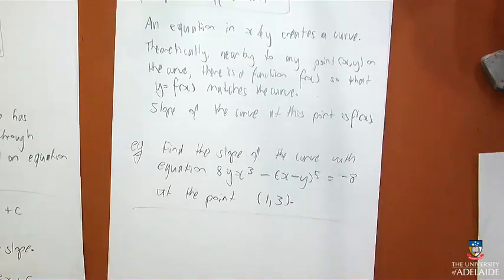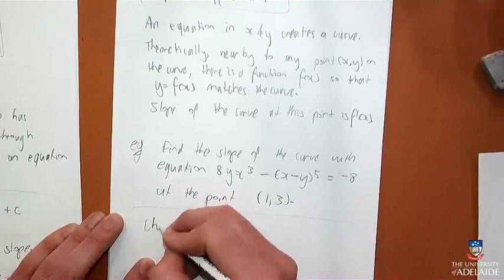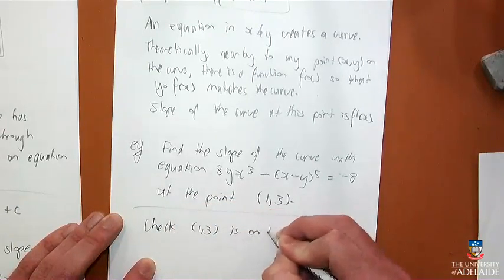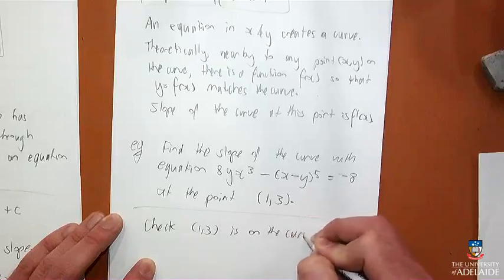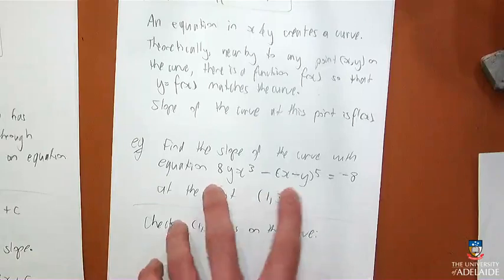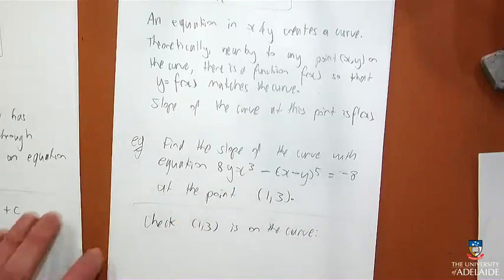Okay, so the first thing we should do is check if the point 1, 3 really is on this curve. Otherwise, the whole question doesn't make any sense. You can't find the slope of the curve at a point that isn't even on the curve. And so I need to check that first. So check it's on the curve. And if it is on the curve, when I sub 1, 3 into this formula, it should come out to minus 8.